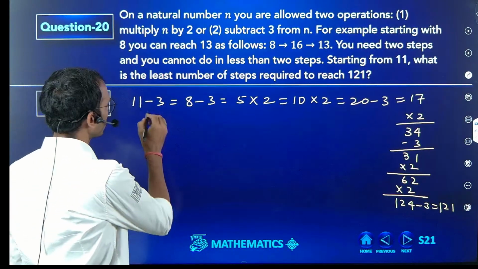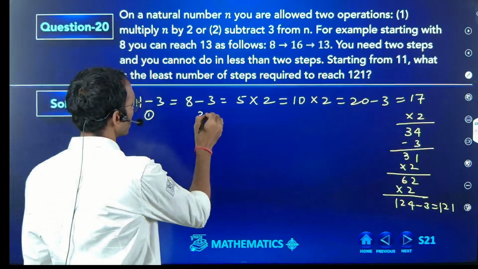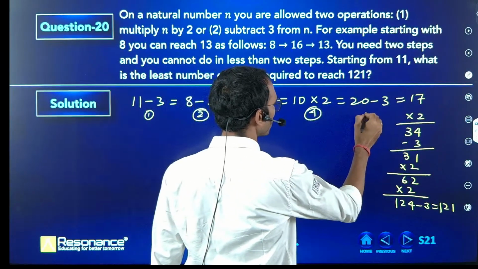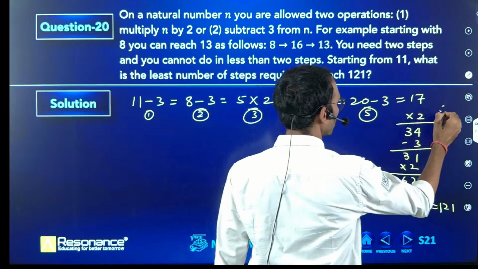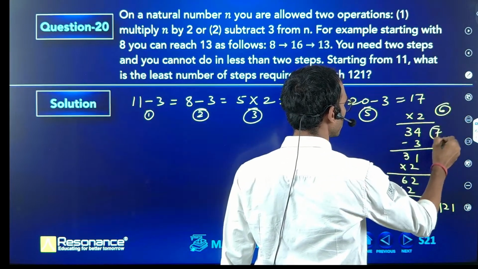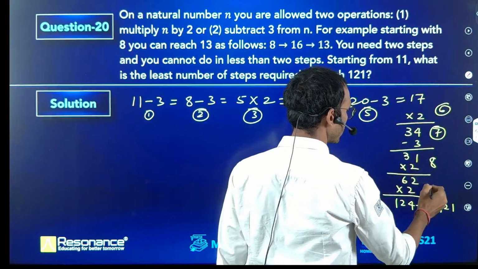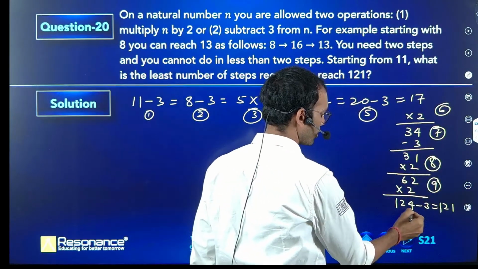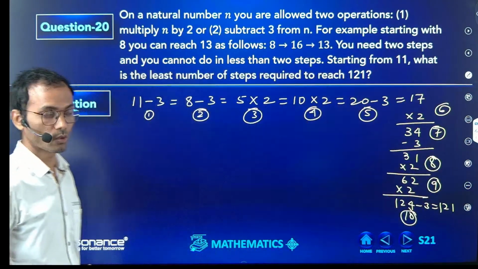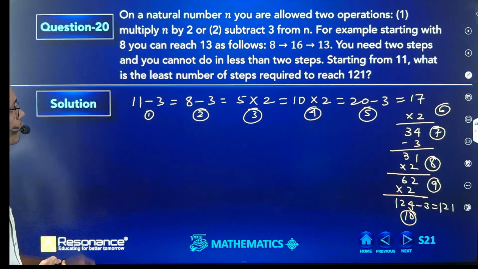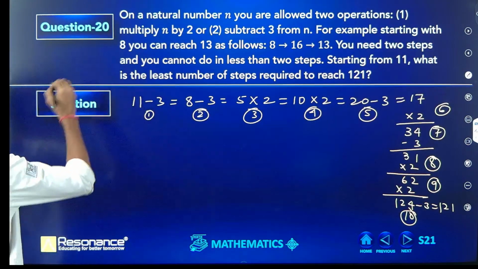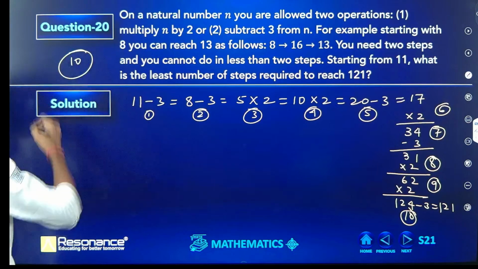So let's count these steps. 1, 2, 3, 4, 5, 6, 7, 8, 9, and 10. So the least number of steps required to move from 11 to 121 by following this pattern. So for this question, 10 is the right answer.